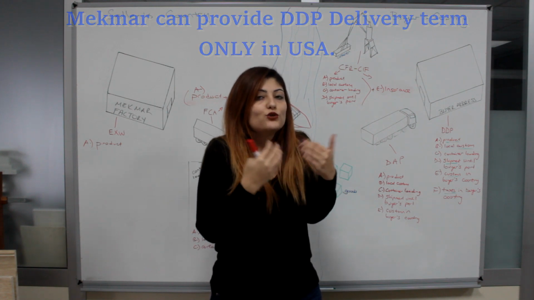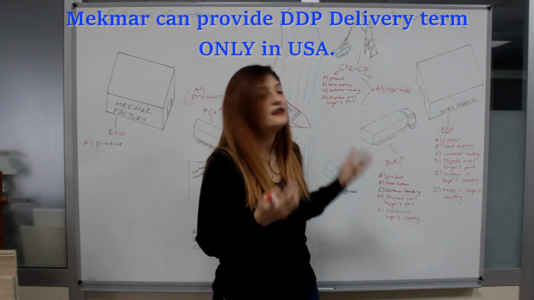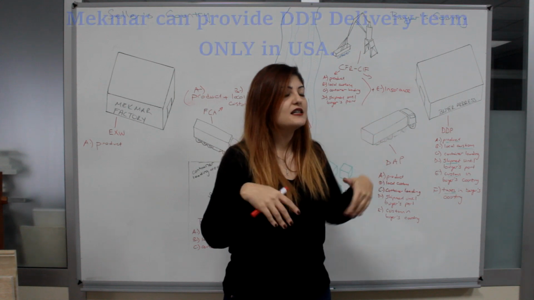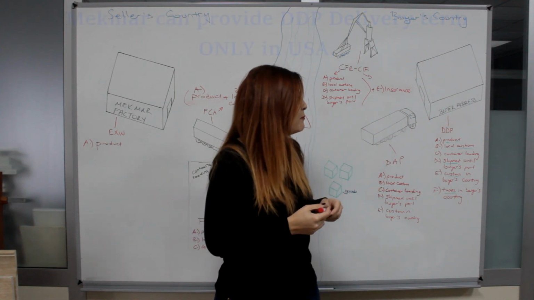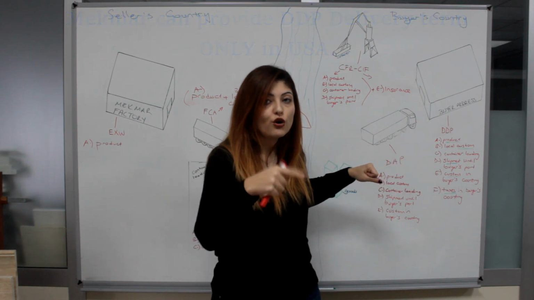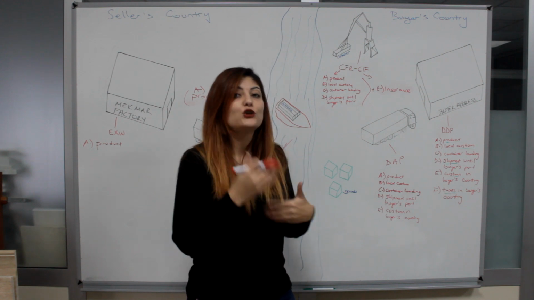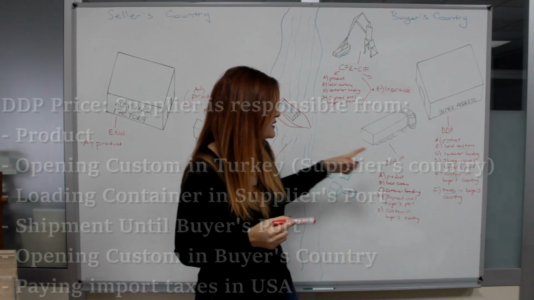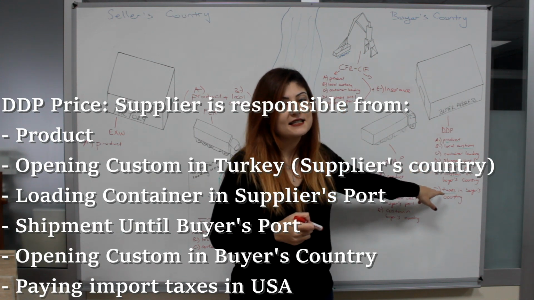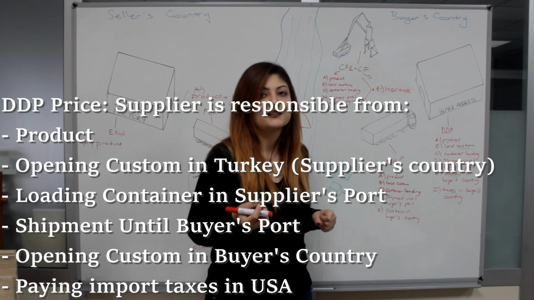That's why, because we don't have a company in every country, Mekmar cannot deliver the goods as DDP in your country, in France, in England, in Romania. But we can pay taxes for you to the government only in the United States, because Mekmar has a company in the United States. So when it comes to all responsibility, product, customs, shipments and taxes, we can arrange everything for you only in America, only in the United States.